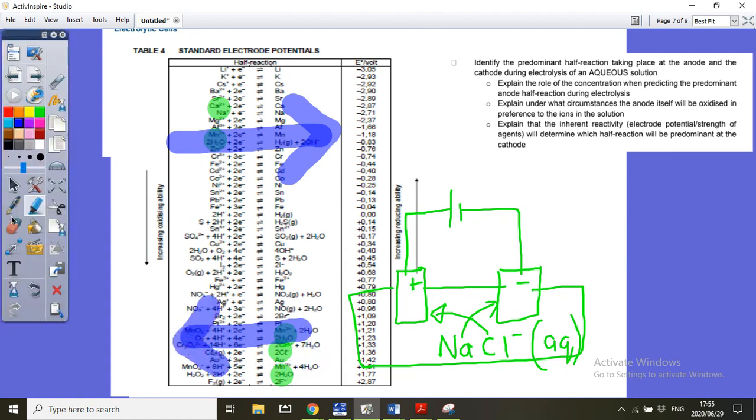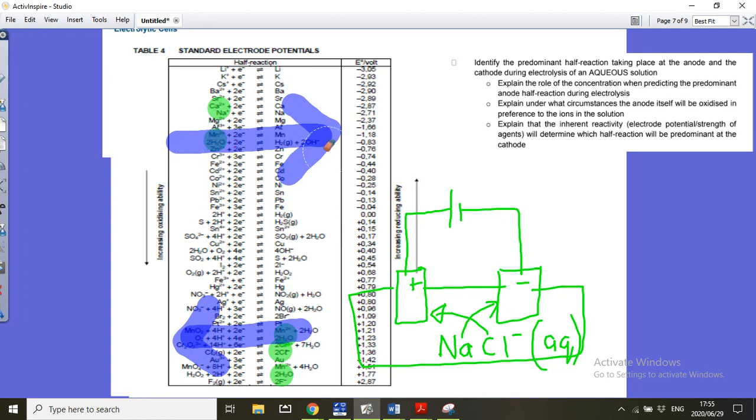So if you look at your two half reactions that should be taking place, it is water that will form hydrogen, and it's water that will form oxygen. That will be our two reactions under standard conditions. And that's how you deal with anything.